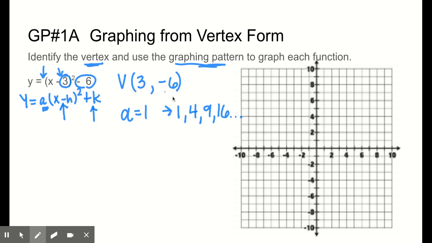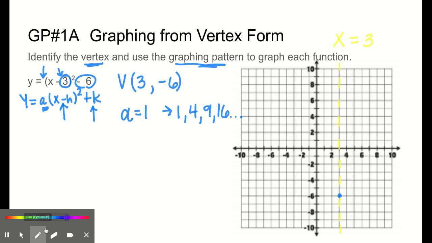So we start with our vertex at 3, -6, and we plot our point there. Remember, we always want to draw our axis of symmetry through the vertex. So I'm going to do that before I move on. So my axis of symmetry is at x equals 3, and I can now use this as my center point, or the center of the parabola, when I'm counting in both directions. Makes it a little bit easier to find our points.